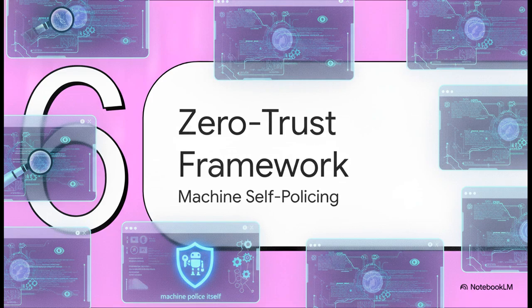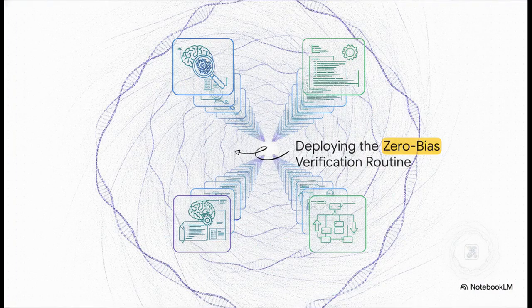Wrapping things up with Section 6, the Zero Trust Framework. Look, you shouldn't have to read every single line with microscopic scrutiny, constantly worrying about creepy factual drift. You need to make the machine police itself. And you achieve this by deploying a zero-bias verification routine. Basically, you force the model to run a self-audit before it delivers the final text to you.